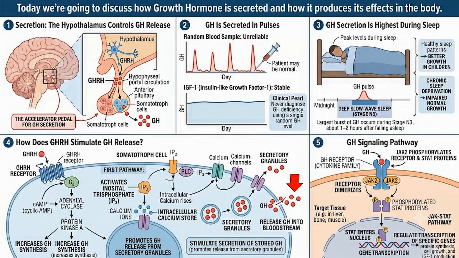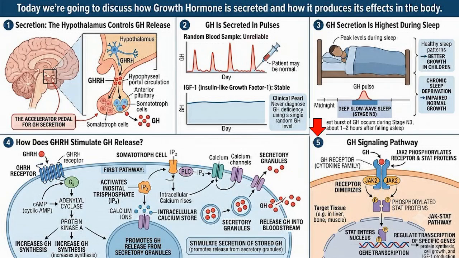Therefore, both signaling pathways work together. The cyclic AMP pathway mainly increases the production and synthesis of growth hormone. The inositol trisphosphate calcium pathway mainly facilitates the actual secretion of growth hormone from the cell.